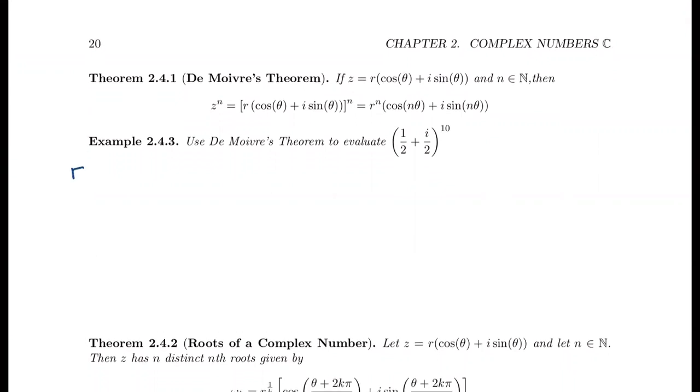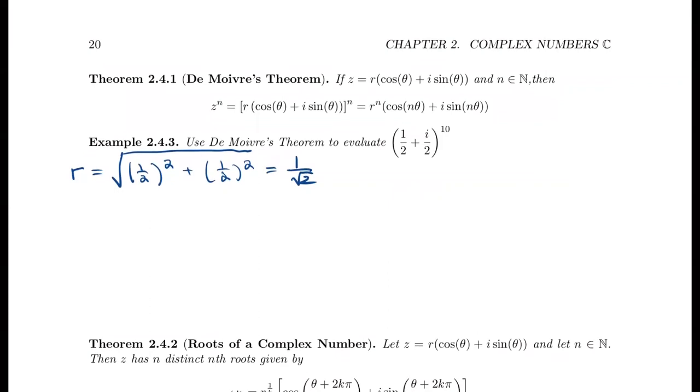So r here, we could find by finding the modulus, which is (1/2) squared plus (1/2) squared. So that means we have a quarter plus a quarter, which is a half. So that's 1 divided by root 2.